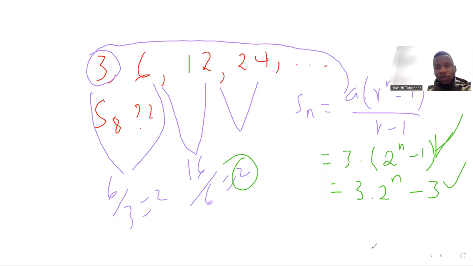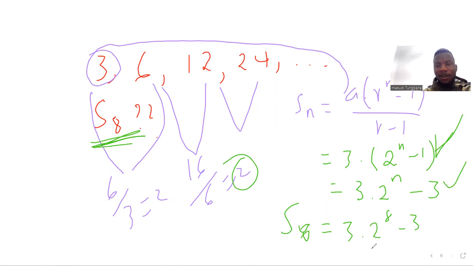Okay, so now the question, remember, asks us to determine what? The sum of the first 8 terms in this sequence. So for us to determine the sum of the first 8 terms, we'll need to substitute into S8. S8 is going to equal 3 times 2 to the power of n, what's n? n is 8, minus 3, right? So then we need to simplify this.